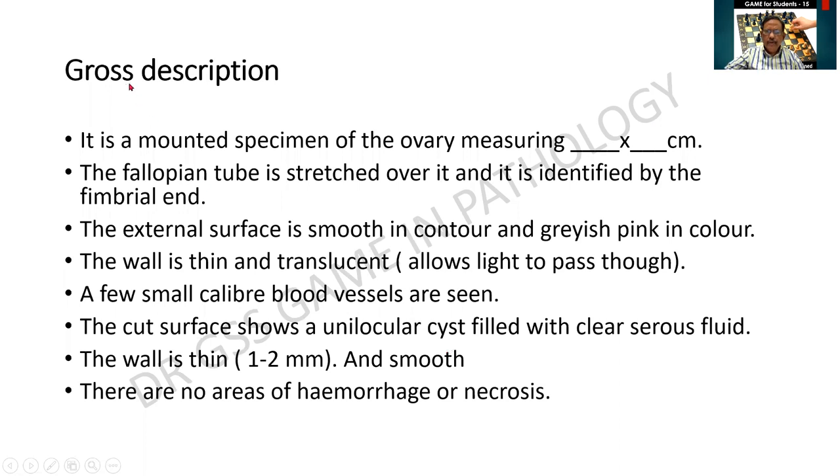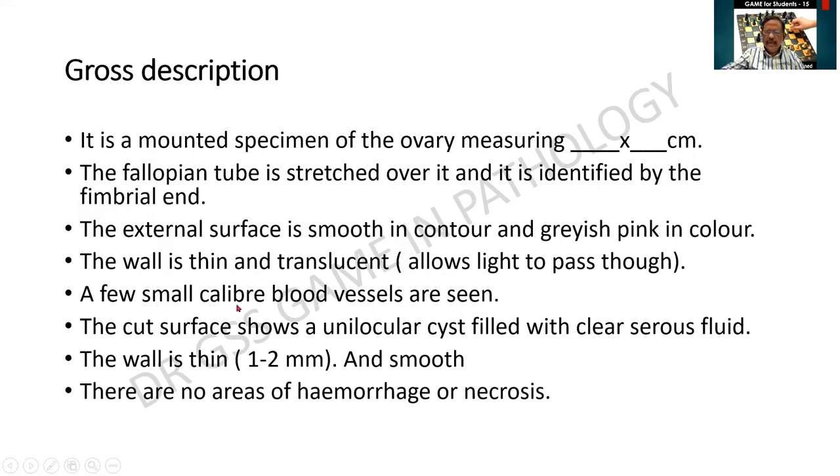The gross specimen kept for you people can be described thus. It is a mounted specimen of the ovary measuring so many centimeters in diameter, whatever the case may be. The fallopian tube is stretched over it and it is identified by the fimbrial end. This is the hallmark. The external surface is smooth in contour and grayish pink in color. The wall is thin and translucent. That is, it allows light to pass through, but we cannot see through it.